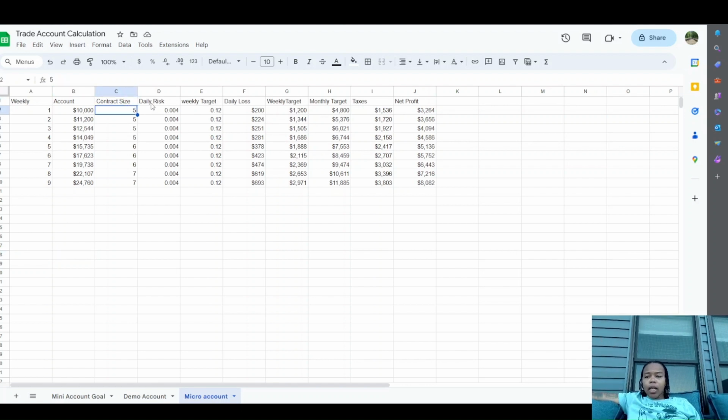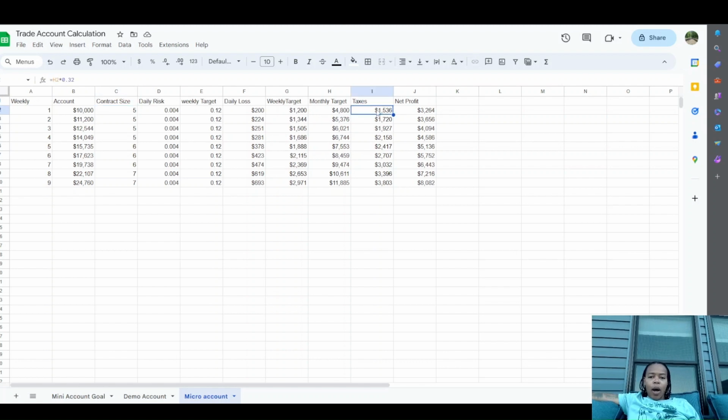I'm thinking about a daily risk of 0.004% and a weekly target of 12% on the account. That leaves me with a daily loss limit: if I lose 200, I need to stop for the day. I'm targeting 1200. Once I get to 1200 without any losses, I stop trading for the week. And then my monthly target is 4,800.